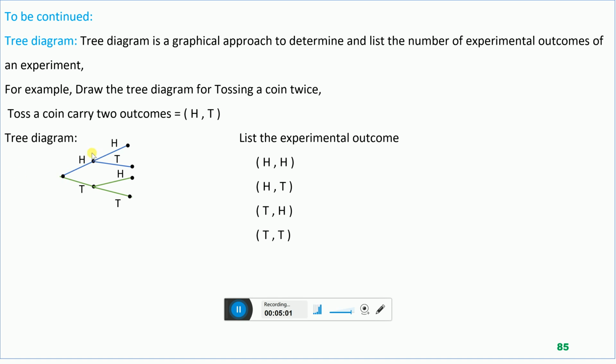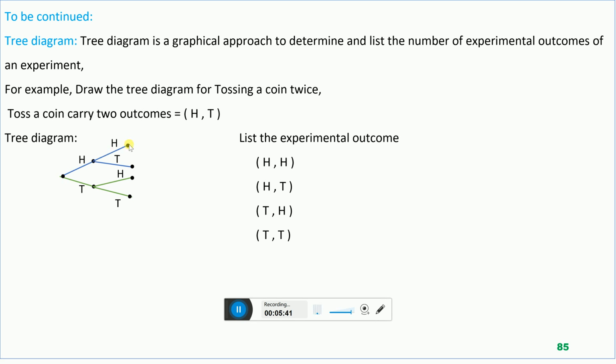We will extend each outcome of the first toss. This is the first outcome of the first toss, head. So I am extending further. I am drawing two further paths from this first outcome, head. From this node, I am further extending this blue line from this left node to this rightmost node. So this first outcome head we will further extend into two paths.